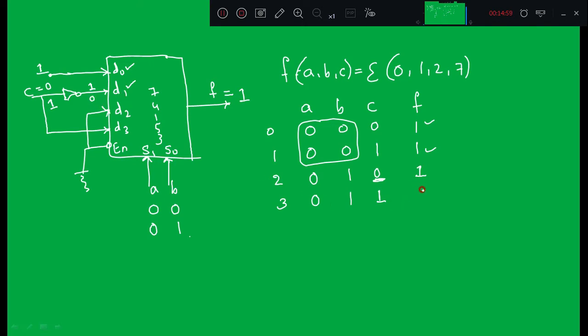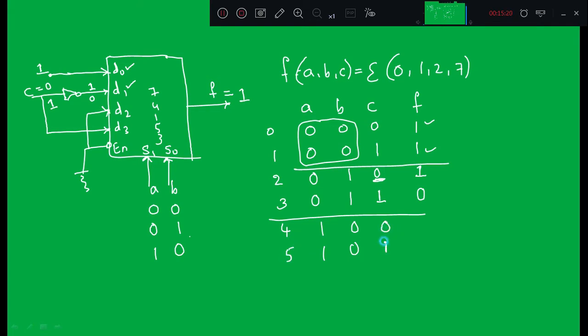What will be the output in that case is equal to 0. So you can verify it with the truth table I showed in the last slide. Now the third combination, that is 1 0: a equal to 0, b equal to 0... a is equal to 1, b equal to 0, which are combinations 4 and 5.